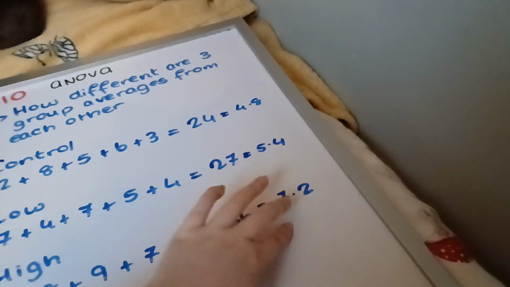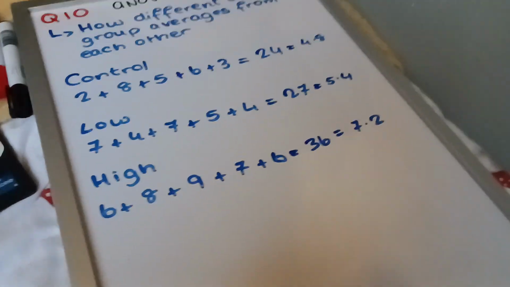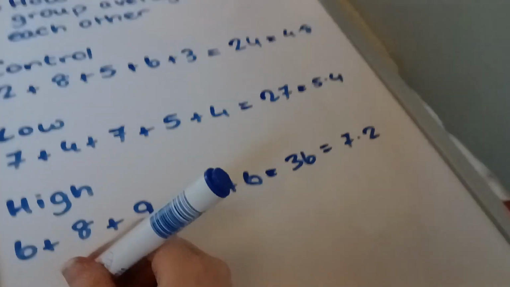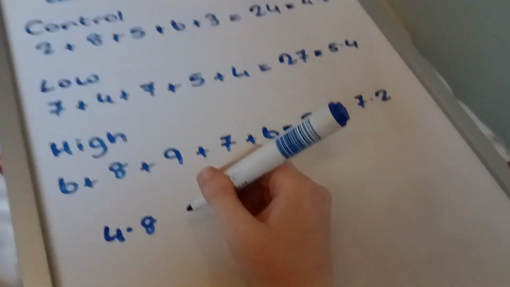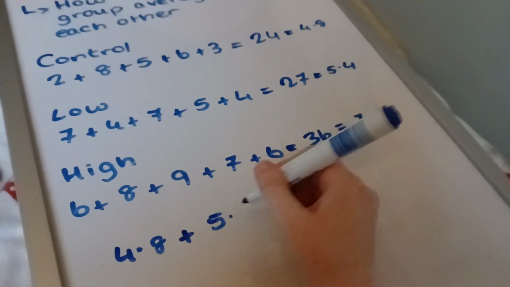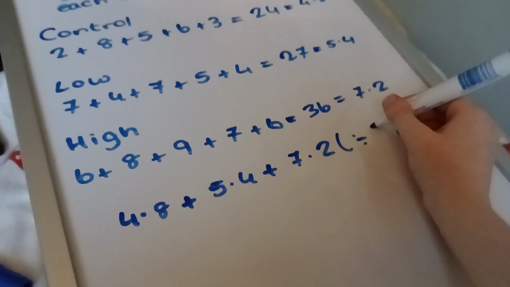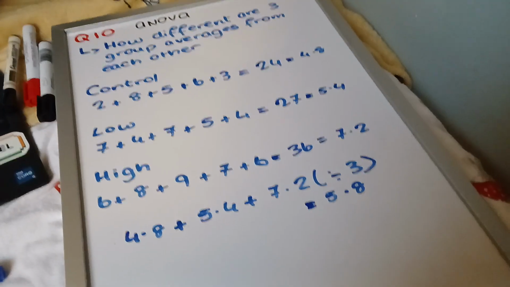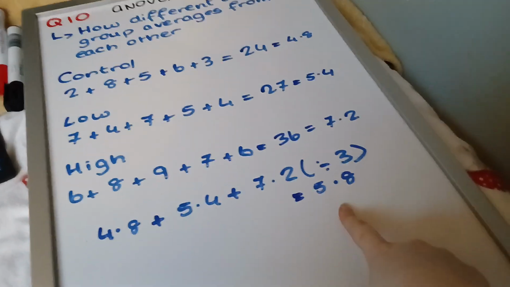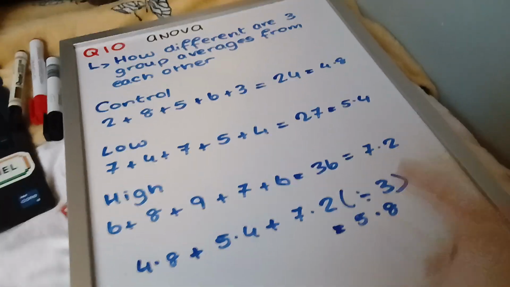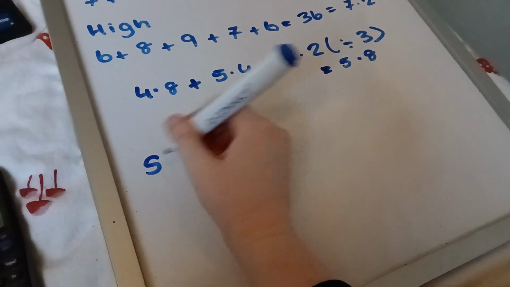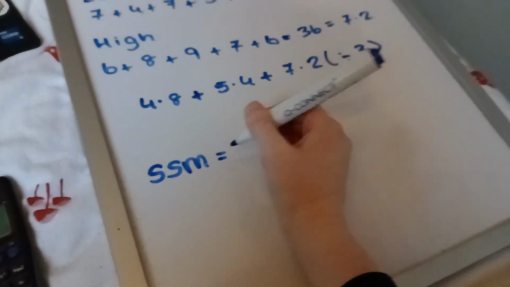The next step is you need to find the average of the three group averages, the grand average, as I call it. So you're doing 4.8 plus 5.4 plus 7.2 divided by 3. I just did that and I got 5.8. So 5.8 is the grand average, and 7.2, 5.4, and 4.8 are the group averages. The next thing you have to do to find the model sum of squares is use this formula. You need to input the figures into this formula.